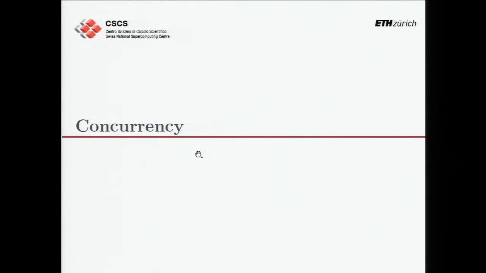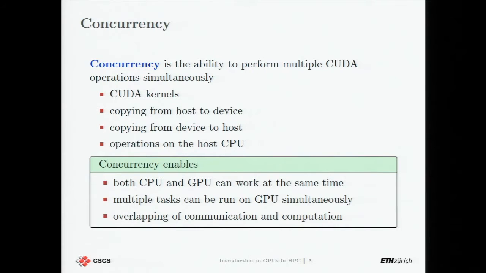Okay, so I'd like to talk about concurrency and asynchronous work on the GPU. In the context of CUDA and GPUs, concurrency is the ability to perform multiple CUDA operations simultaneously. So what do I mean by an operation? An operation might be executing a CUDA kernel, copying memory from host to device, or copying memory from device to host. And also operations on the host CPU. So when you just run code, you're running on the CPU. And we might want to run these simultaneously.